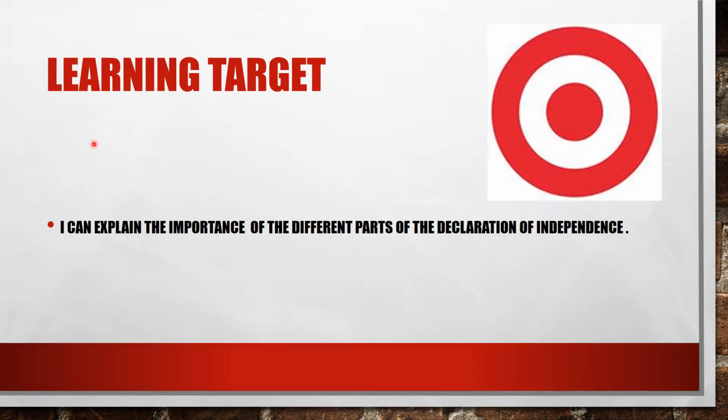So our learning target: I can explain the importance of the different parts of the Declaration of Independence. With this, we're going to be doing an assignment where we look at the Declaration of Independence and put it in our own words so we can understand it better. We will get started on this assignment during this recording, and then we will work on it during class as well.